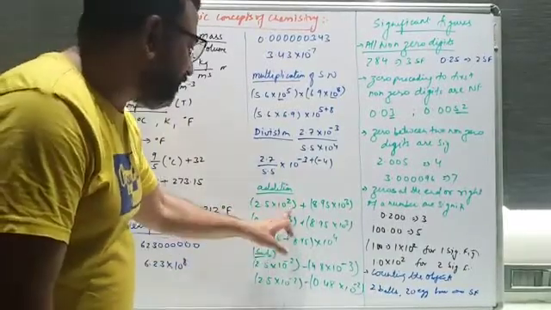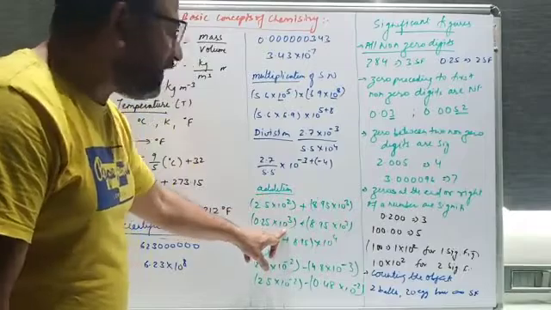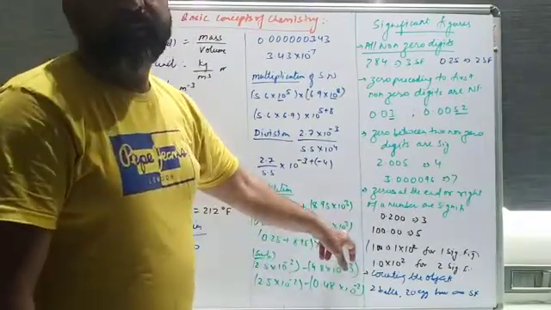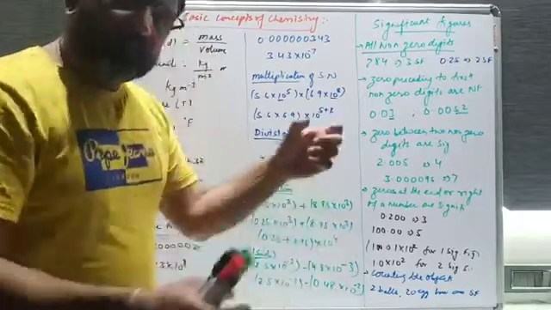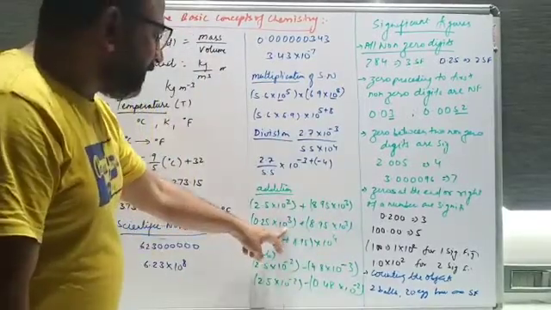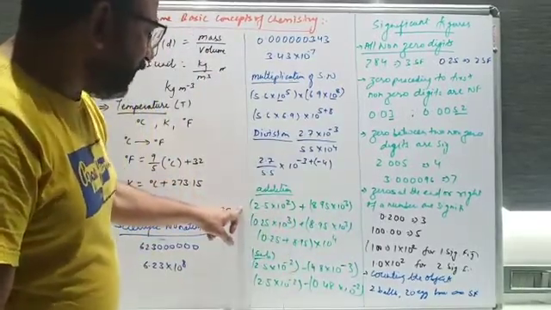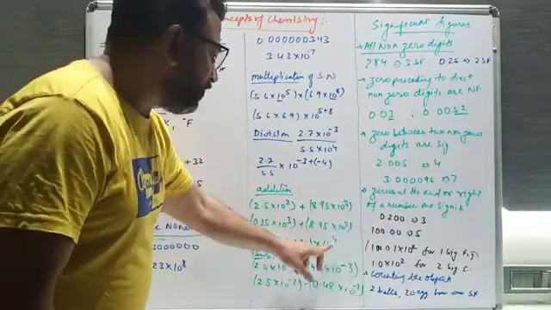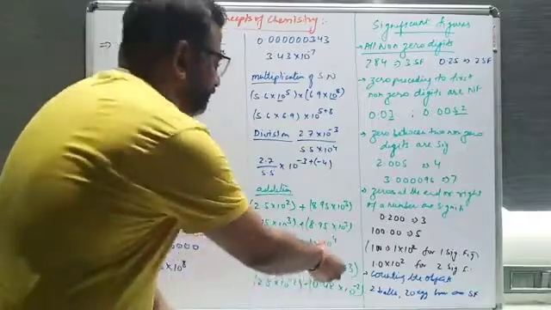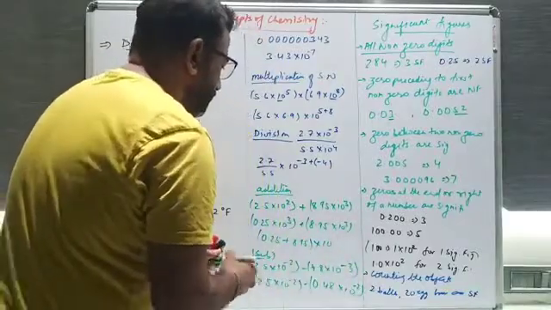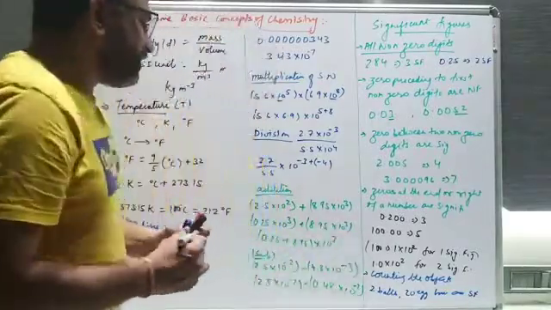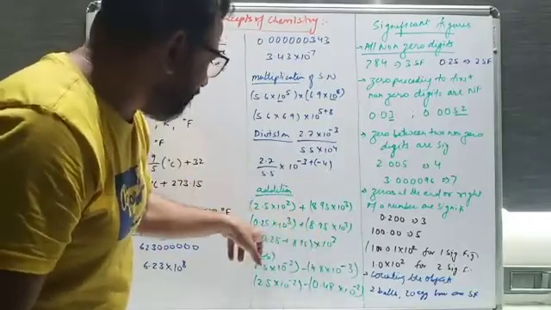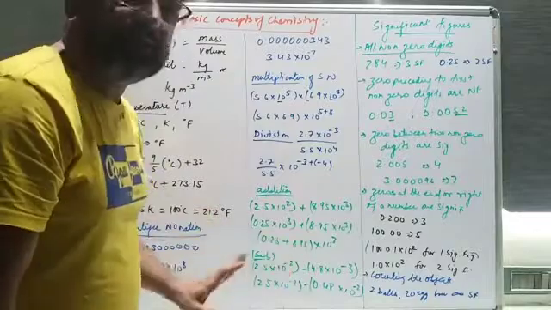Suppose it was 2 and it was 3. So we need to make it either 3 or 2, so that the 10 to the power becomes equal. Here I have moved the point this side, so it becomes 0.25 into 10 to the power 3. So I have taken the common as 10 to the power 3. Once the common is taken, now add 8.95 with 0.25, and the answer will come.